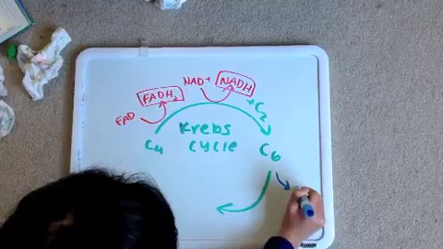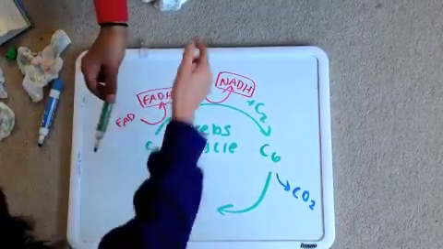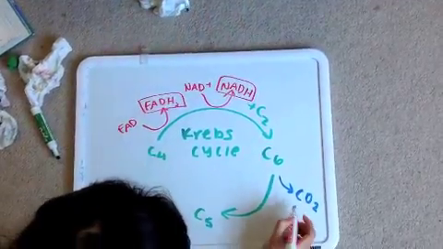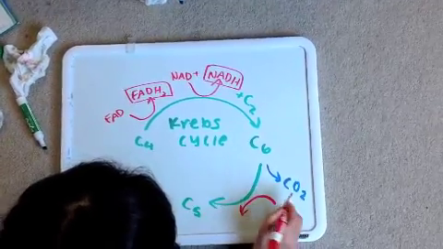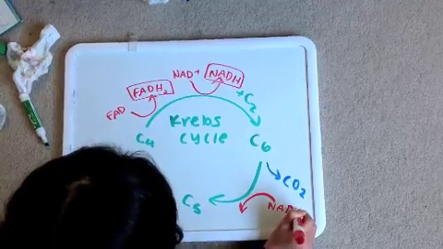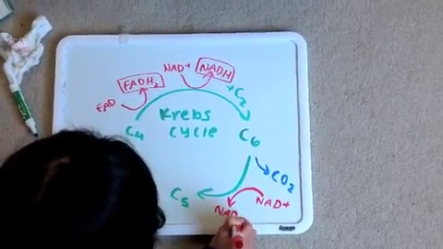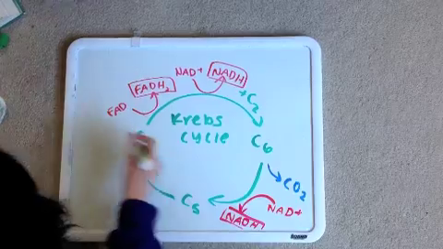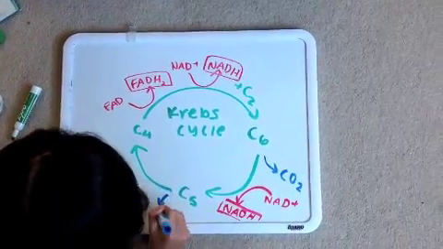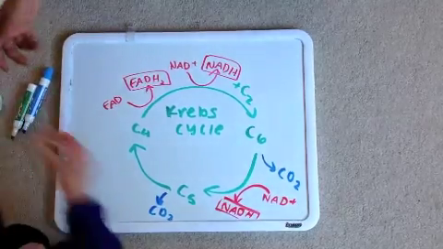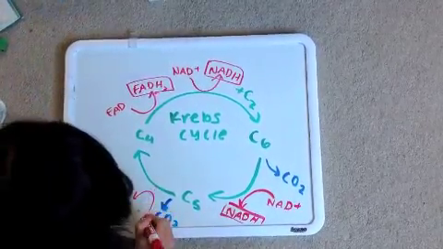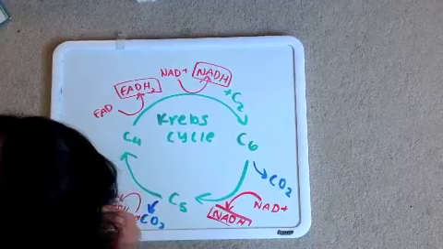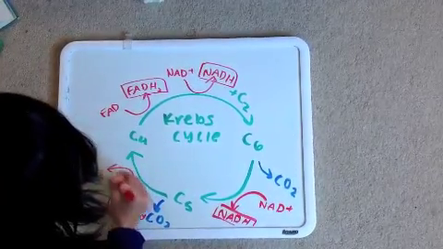C6 releases a CO2 to become a C5 molecule. In order for this process to happen, NAD+ is converted to NADH. A C5 molecule also releases a CO2 to become a C4, and the process starts all over again. In order to release another CO2, NAD+ is converted into NADH, and ADP is converted to ATP.